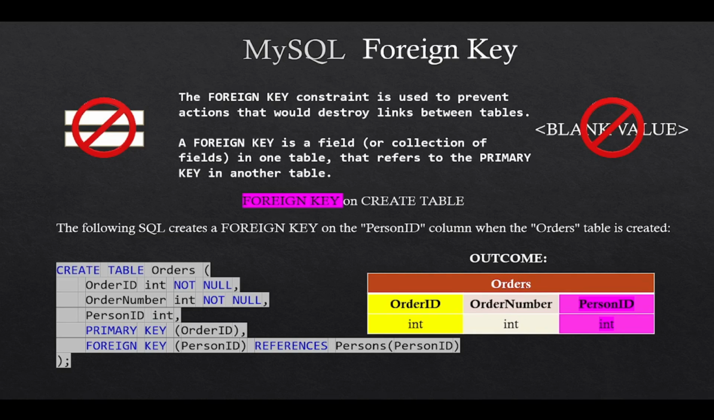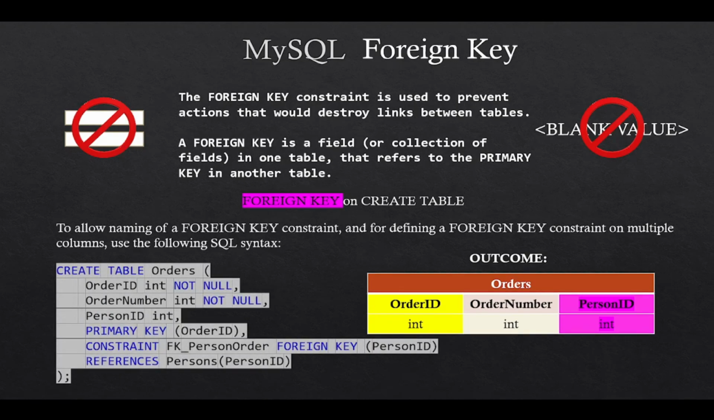So here's another example of foreign key on create table. To allow naming of a foreign key constraint and for defining a foreign key constraint on multiple columns, use the following SQL syntax. Create table orders, order ID int not null, order number int, person ID, primary key, order ID, constraint fkey underscore person order, foreign key, person ID, references, persons, person ID. This example code creates a constraint named fkey person order and assigns person ID as the foreign key and gets references from the persons table on the person ID column.